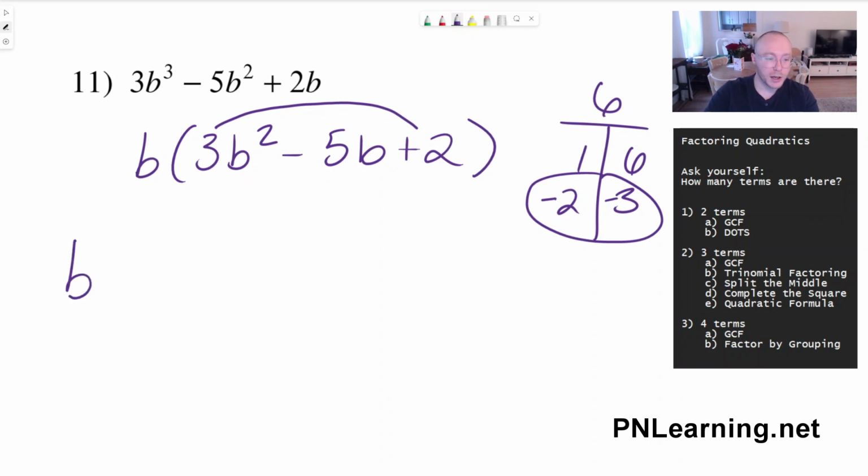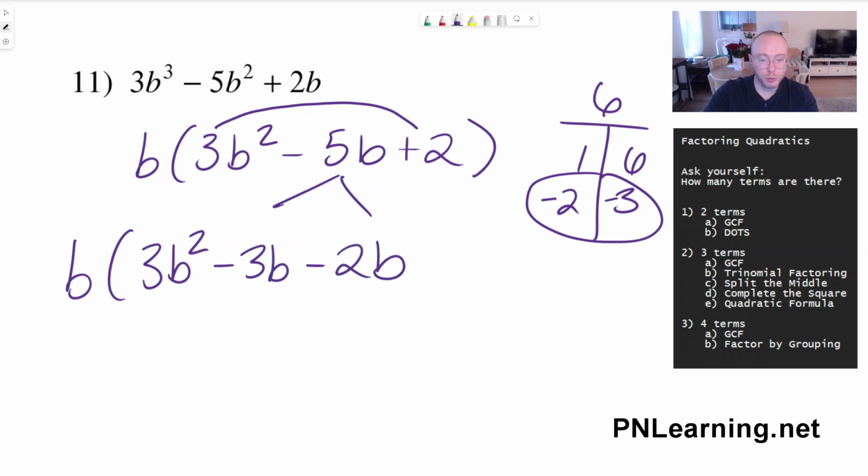So now we're going to bring down the b. We're going to split the middle, bring down 3b squared, and split our negative 5 into minus 3b minus 2b. Again, I'm putting this negative 3 first here because I like that 3 and 3, b squared and b, will all have nice common factors. Then we're going to bring down the 2, and now let's take GCFs.